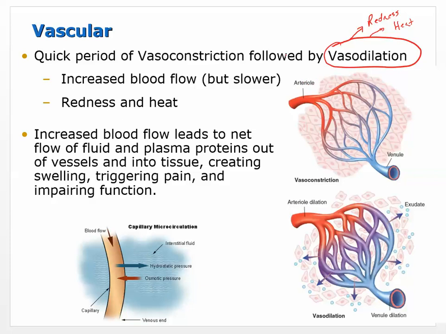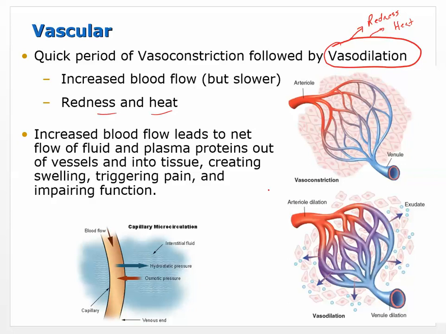So a quick period of vasoconstriction followed by vasodilation. So I have increased blood flow, but it's slower. That's going to cause that redness and heat. Increased blood flow leads to net flow of fluid and plasma proteins out of vessels. No, we're not talking really about cells yet. We're talking about fluid moving out, proteins moving out, out of the blood vessels into the tissue. So that's going to create swelling. It's also going to trigger pain.